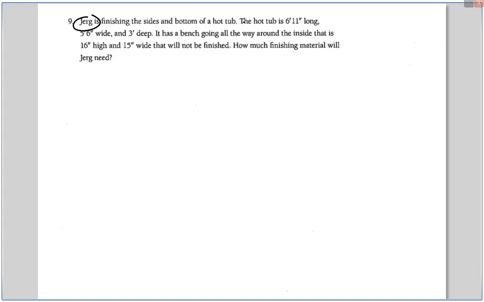I don't understand what they're talking about with that bench. A bench going all the way around the inside that is 16 inches high and 15 inches wide. Okay. I'm probably just skipping this question. Yeah, okay, so let's just ignore this bench part.